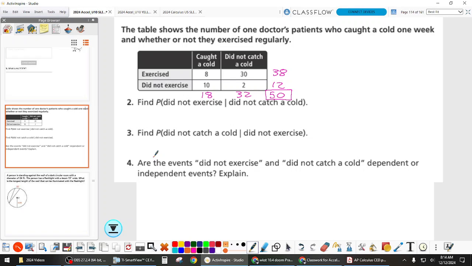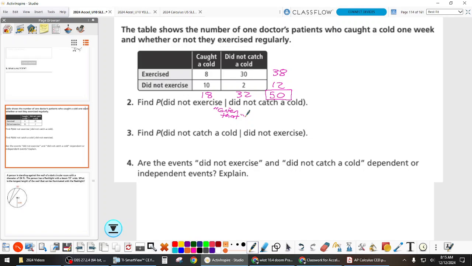Alright, so a little review of notation and what it's asking. It says find the, well, you guys tell me, what does this say? The probability that someone did not catch a cold knowing that they did not exercise? Okay, it's the other way around. So knowing is the second part, and then we're asking the probability of the first part. And remember the line means given that. So probability that they didn't exercise given that they did not catch a cold.